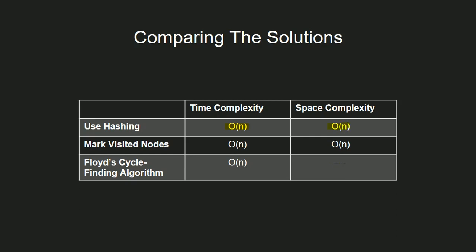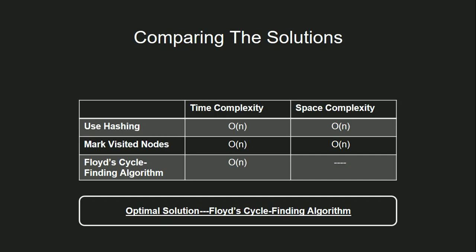For this solution also, the time complexity for traversing the list will be big O of n, and since we are marking the visited nodes, this additional information is also requiring a space complexity of big O of n. Floyd's cycle finding algorithm: here we are traversing a list with a time of big O of n and not doing anything else. So from this we can conclude that the optimal solution is the third solution, that is Floyd's cycle finding algorithm. Now let's see the pseudocode for this algorithm.